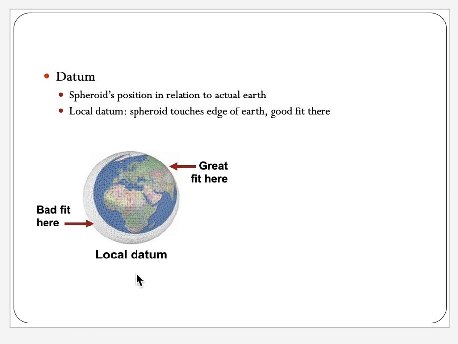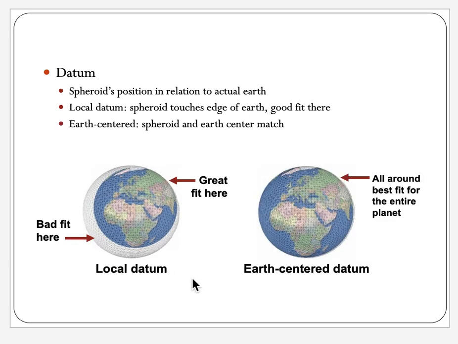So here we could look at a local datum. Again, this local datum is attached to a local referenced ellipsoid. So the spheroid touches the edges of the Earth right here. So it's a good fit here, but it's a bad fit here. So if you wanted to study an area here, you would choose a different datum. You wouldn't choose a local datum like NAD27, for example. What you would want to use is an Earth-centered datum. And again, this is an Earth-centered datum like WGS 84 or NAD 1983. This is the best fit for the entire planet.